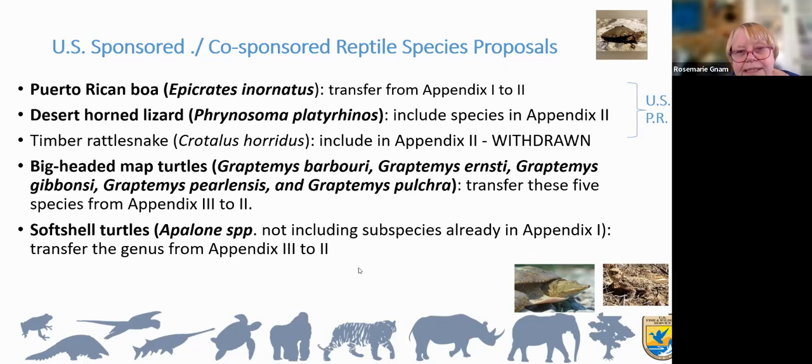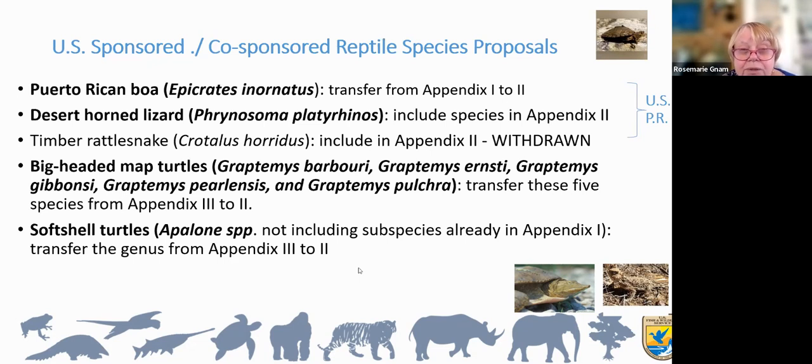The timber rattlesnake, we also took a proposal to include it in Appendix 2, and hearing the discussion and some of the concerns raised that trade was not a factor for this species, we withdrew that proposal at the COP after the debate. We took a proposal for big-headed map turtles to transfer the species from Appendix 3 to Appendix 2. And that proposal was adopted by consensus.